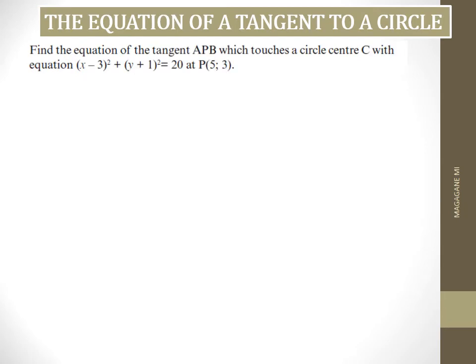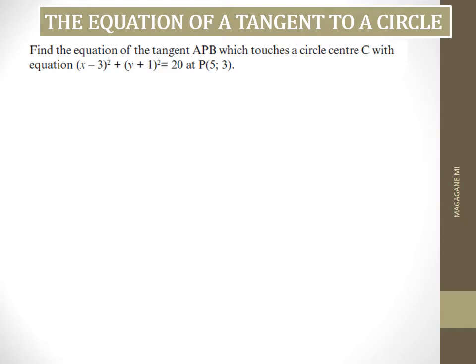Find the equation of the tangent APB, which touches a circle with center C and the equation x minus 3 all squared plus y plus 1 all squared equals 20 at P(5,3). So if we look at this statement, we can see that we have a tangent to a circle at point P, and we are given the point (5,3), which is the point of contact.